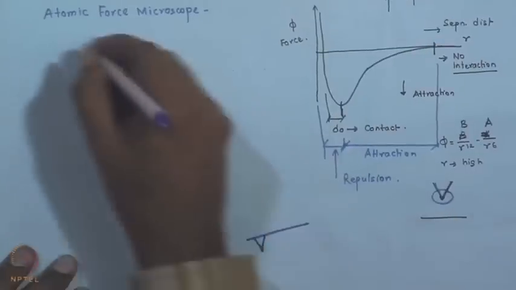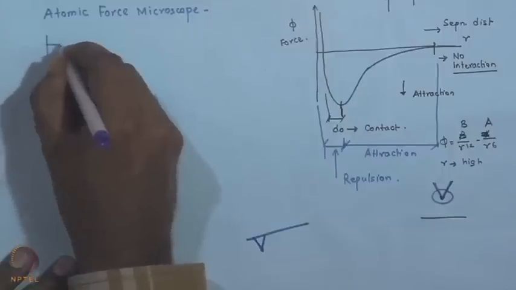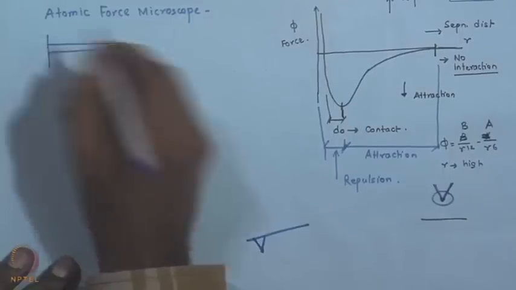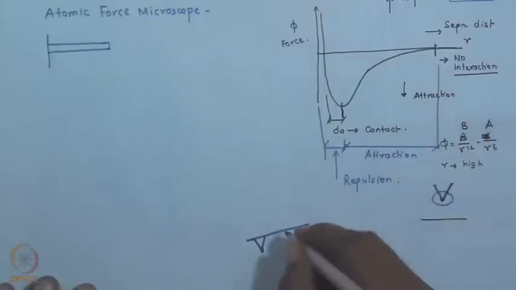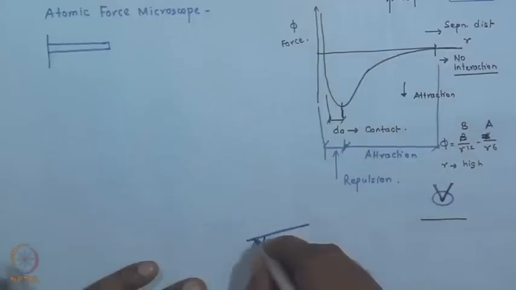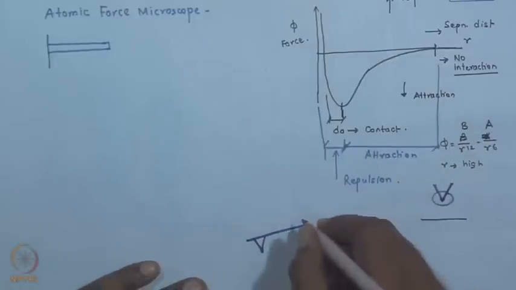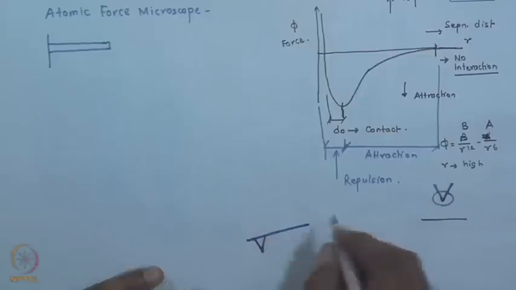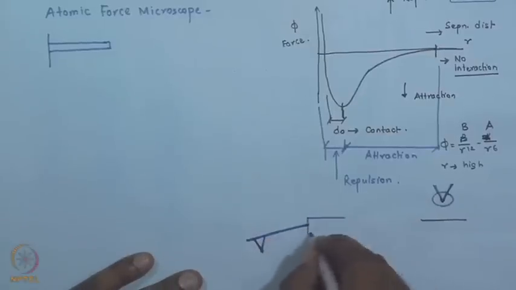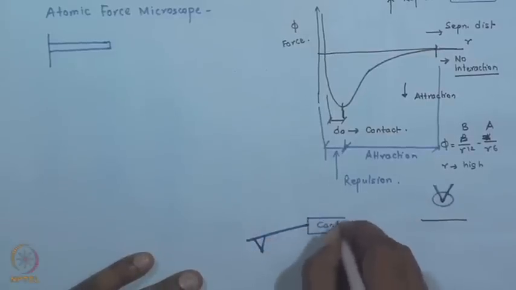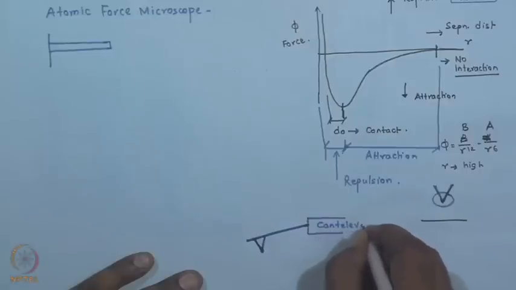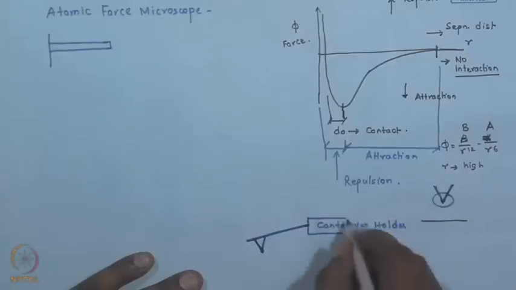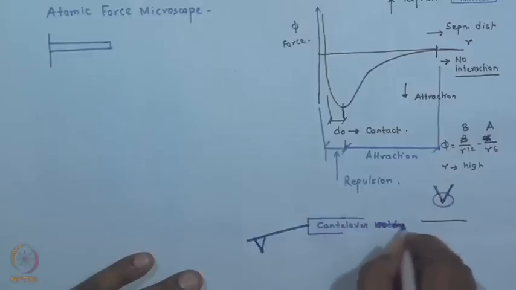We all understand what exactly a cantilever is. It can be a macroscopic entity also, let's say a beam which is fixed at one end and free at the other end. These are all micro or mini cantilevers. The overall length can be a few millimeters or even smaller. It is attached to a cantilever chip, as it is called, not a holder.